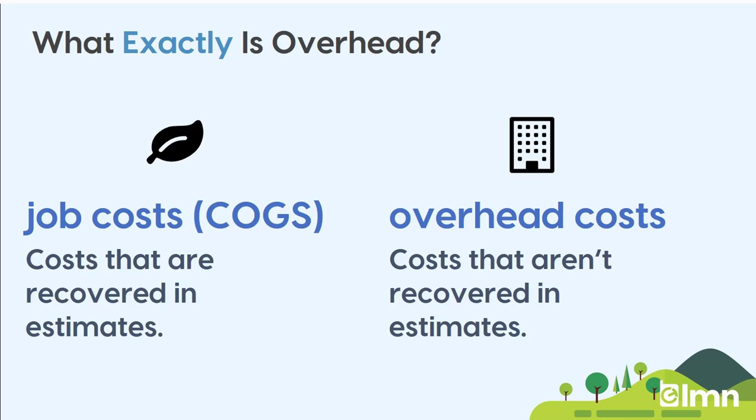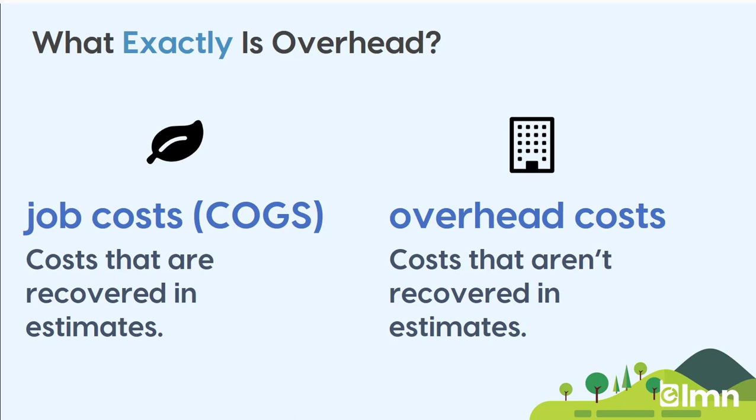How do you split that? Black and white rule. Things that you estimate are job costs. Things that you don't estimate are overhead costs. And then you can be certain that your overhead markups that you charge on a job cover your overhead costs. And of course, we get profit on top of that.